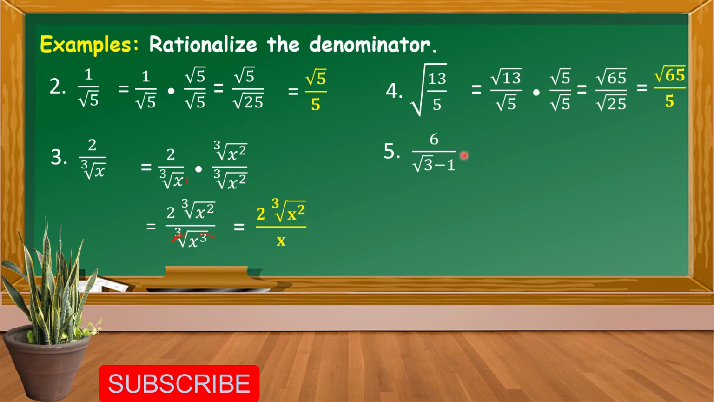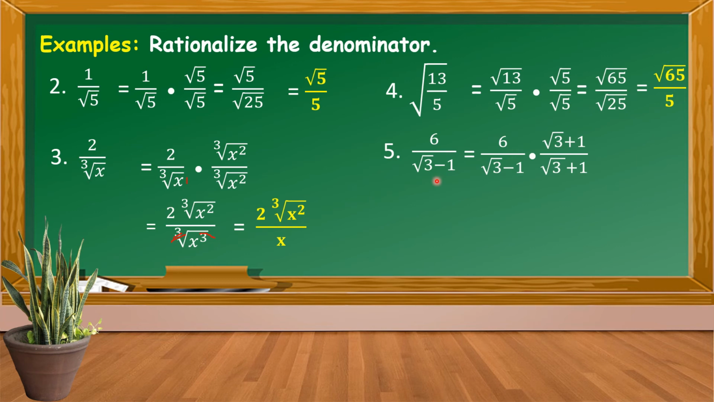Now, how can we rationalize this? Of course, we need to find its conjugate. When we say conjugate, if the binomial has a plus symbol, when you multiply it to the numerator and denominator, it becomes a minus symbol. In this case, in number 5, it is minus, right? Minus 1. So, our conjugate is square root of 3 plus 1. If it is minus here, our conjugate becomes plus. But if the denominator has a plus symbol, the conjugate has a minus symbol.